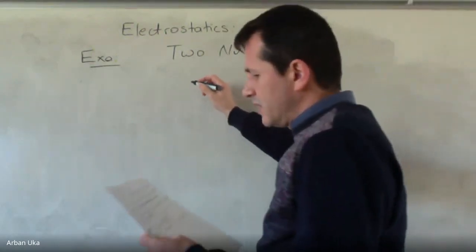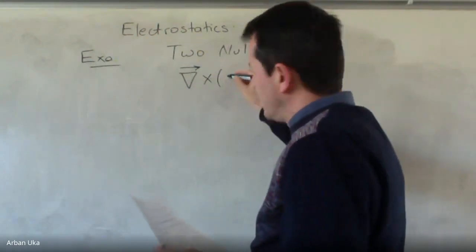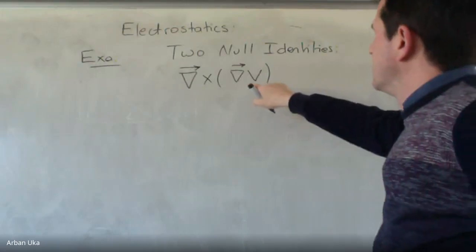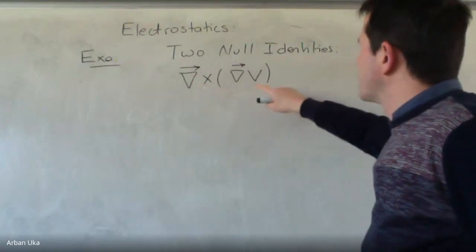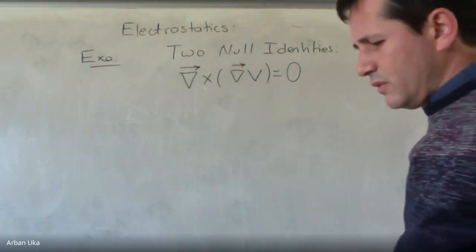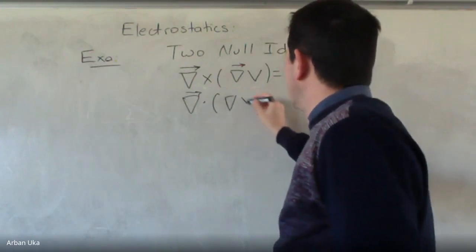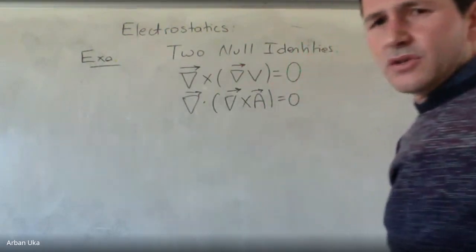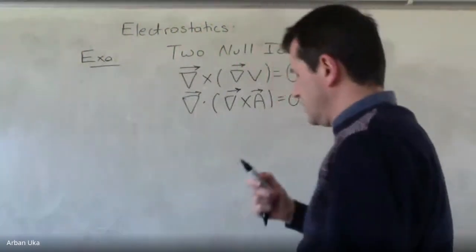And these null identities, what they are, we have the curl. So here we have the del operator, the curl of a gradient of a scalar quantity. So you know what this is? This is the del operator of a scalar quantity. That's the gradient of the scalar quantity. We do also the cross product with another del operator, and that's what we get. And then the divergence of the curl of a vector. This is also zero. So here we have two null identities.